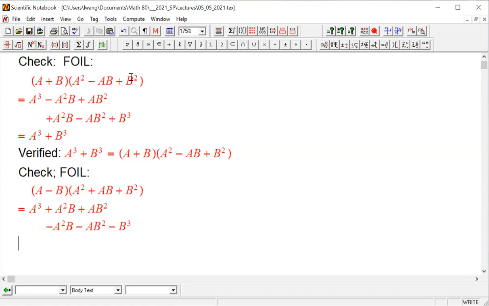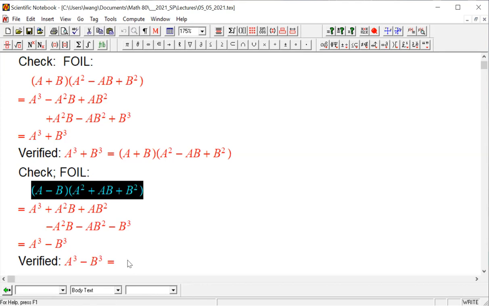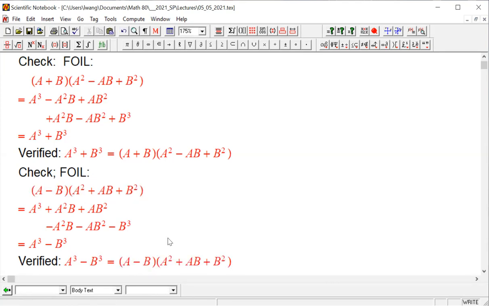Okay, so opposites cancel each other. In the end, we get a to the power 3 minus b to the power 3. Okay, so verified one more time, right? A raised to the power 3 minus b raised to the power 3 is equal to a minus b times a squared plus ab plus b squared.